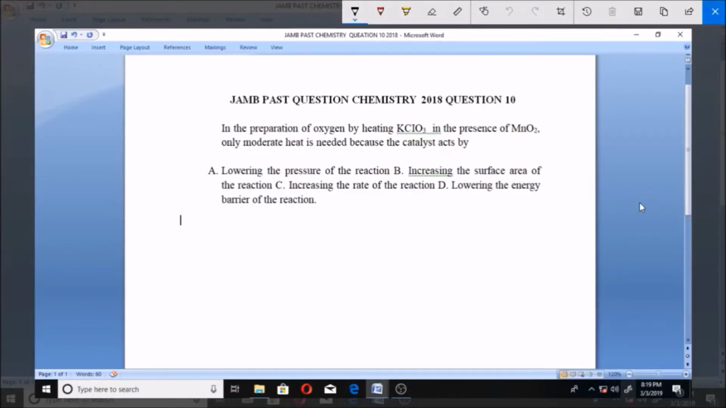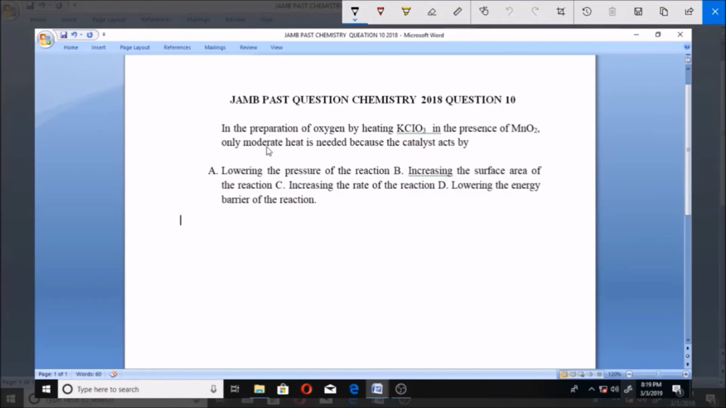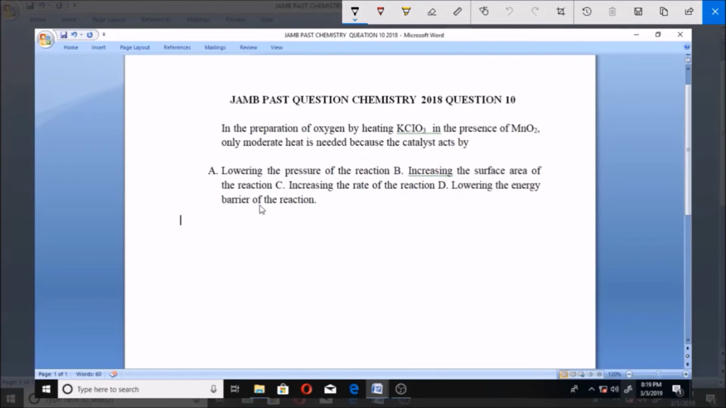Now let's look at question number 10 for WAEC past question chemistry JAMB 2018. In the preparation of oxygen by heating KClO3 in the presence of MnO2, that's manganese 4 oxide, only moderate heat is needed because the catalyst acts by A. Lowering the pressure of the reaction, B. Increasing the surface area of the reaction, C. Increasing the rate of reaction, D. Lowering the energy barrier of the reaction.